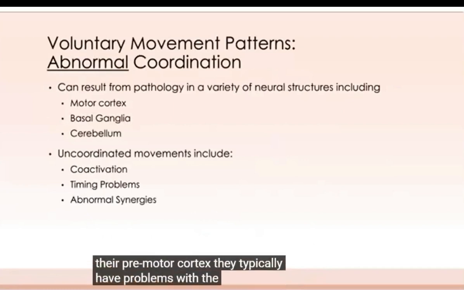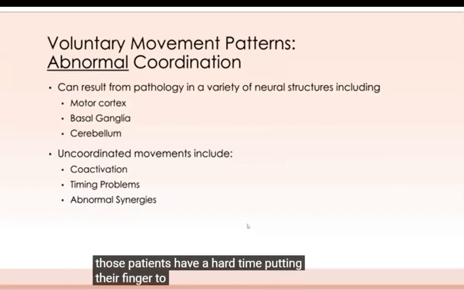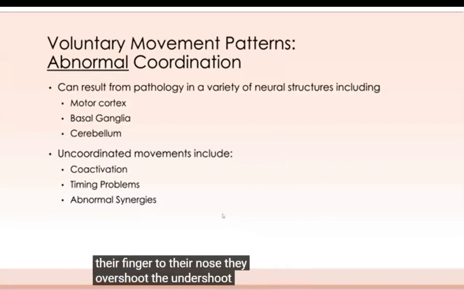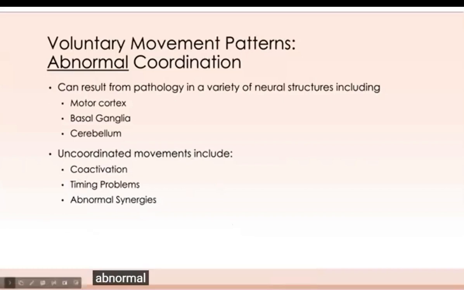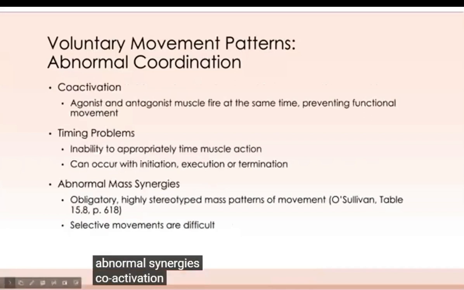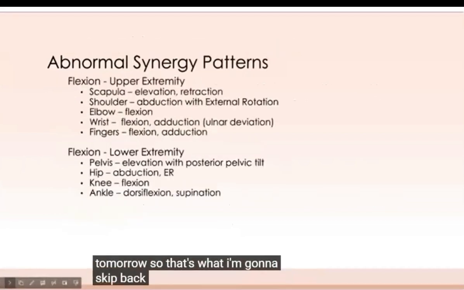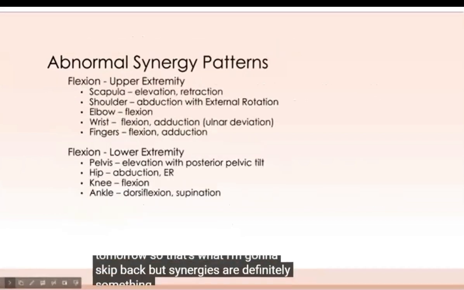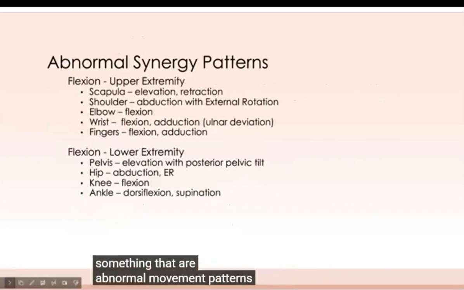They typically have problems with the basal ganglia. We'll talk about Parkinson's. Cerebellum: those patients have a hard time putting their finger to their nose. They overshoot, they undershoot, and they have difficulty with timing and sequencing. Okay. Abnormal synergies. Coactivation. You're going to talk a lot more about these types of things tomorrow, so I'm going to skip ahead. But synergies are definitely something that are abnormal movement patterns.